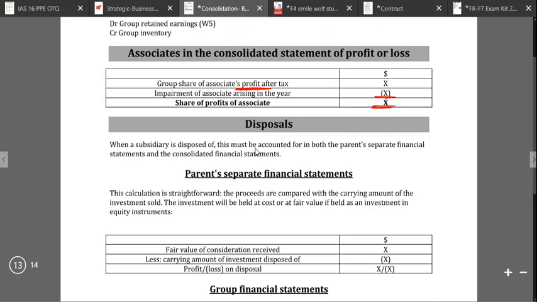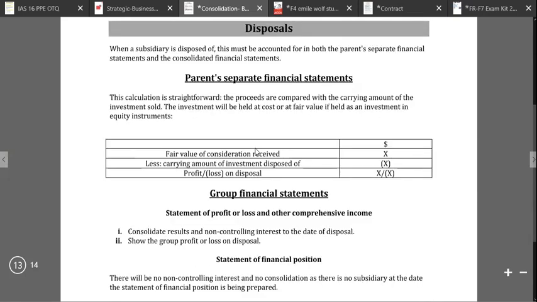The last thing in this consolidation is the disposal. Remember, if the parent is disposing a subsidiary, in F7 you have the 100% disposal, although there can be many cases. The date of disposal is very important, because it is the date on which the control is transferred. Until the date of disposal, the subsidiary should be consolidated. After the control is transferred, the subsidiary should not be consolidated.